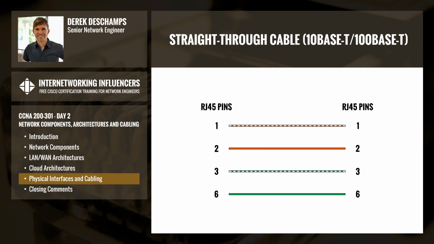A 10-base-T and 100-base-T straight-through cable takes the wires connected to pins 1, 2, 3, and 6 on one end of the cable and connects them straight through to pins 1, 2, 3, and 6 on the other end of the cable. A straight-through cable should be used when connecting 2 devices together that transmit on different pins. For example, a straight-through cable should be used when connecting a device that transmits on pins 1 and 2, like a PC, router, or wireless access point, to a device that transmits on pins 3 and 6, like a switch or a hub.